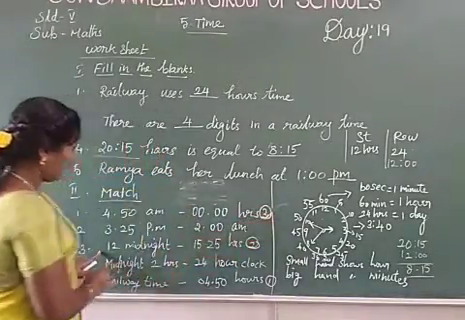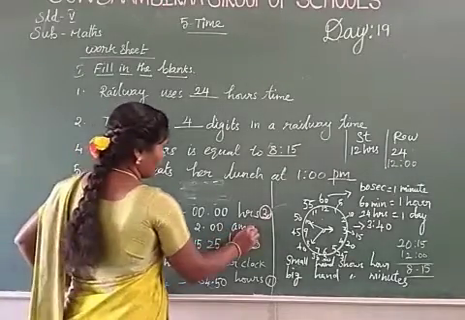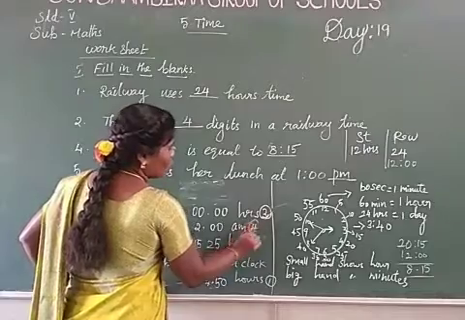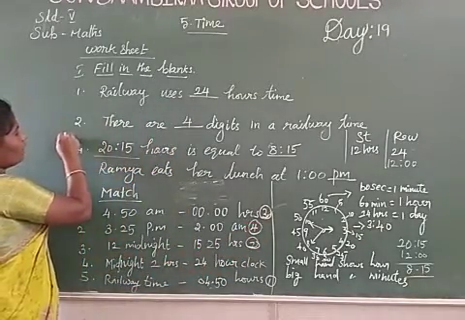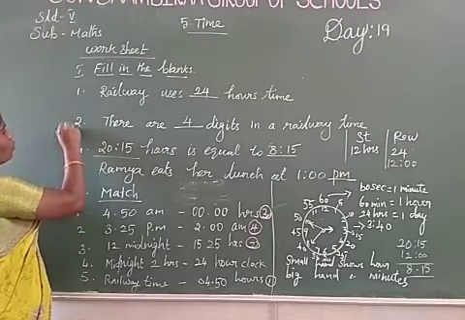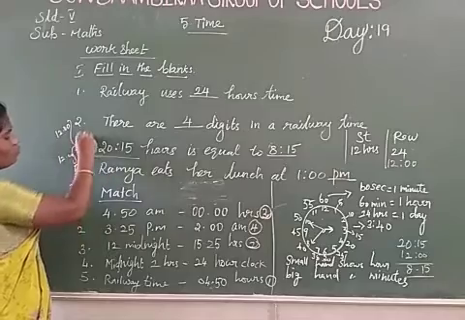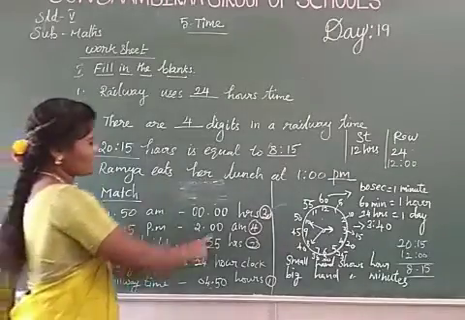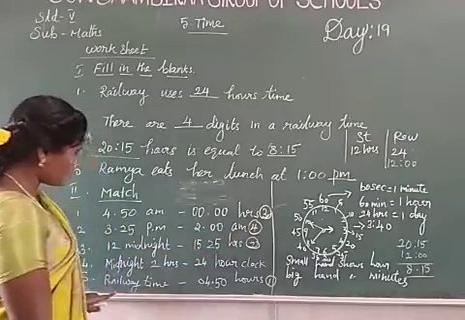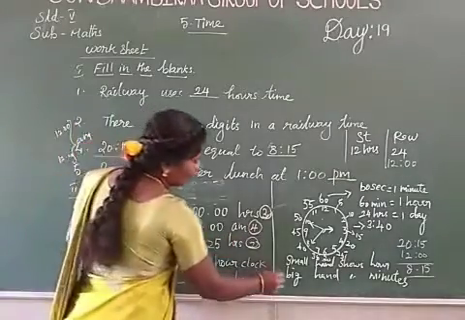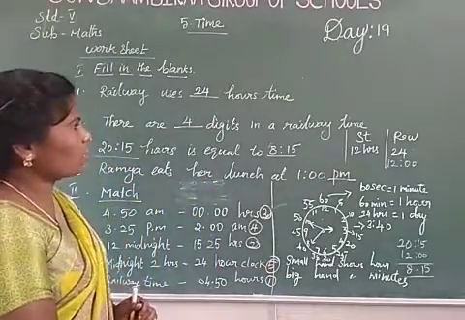Third one. Next, midnight 2 hours is 2 AM. From midnight 12 o'clock to afternoon 12 o'clock is all AM. So midnight 2 hours is 2 AM. Next, railway time is a 24 hours clock.